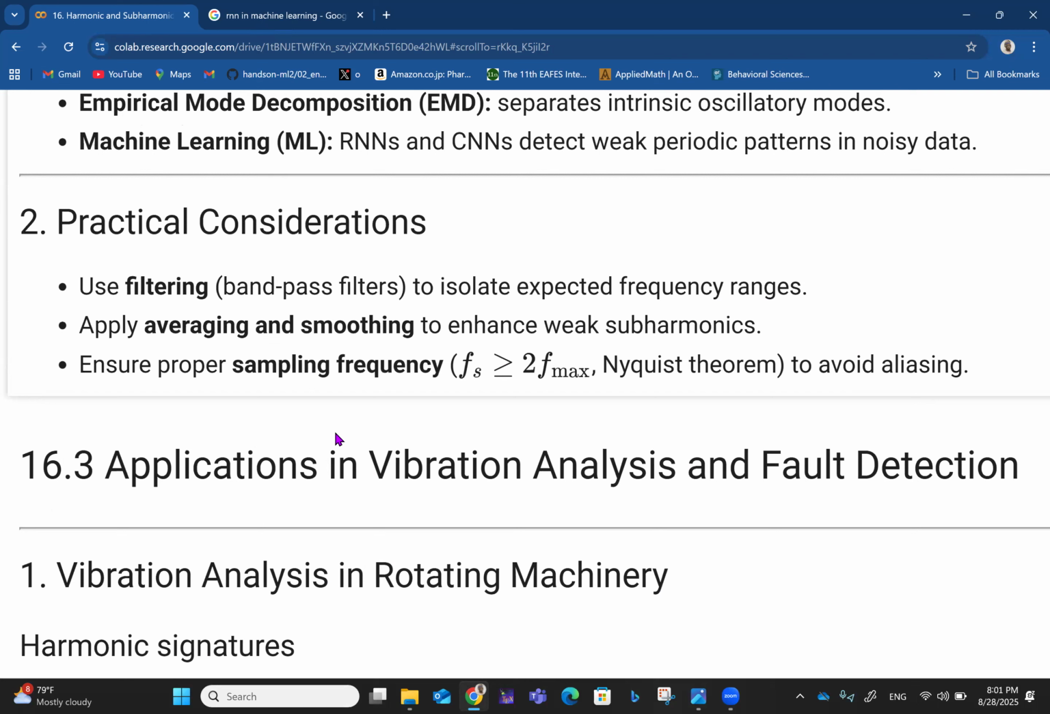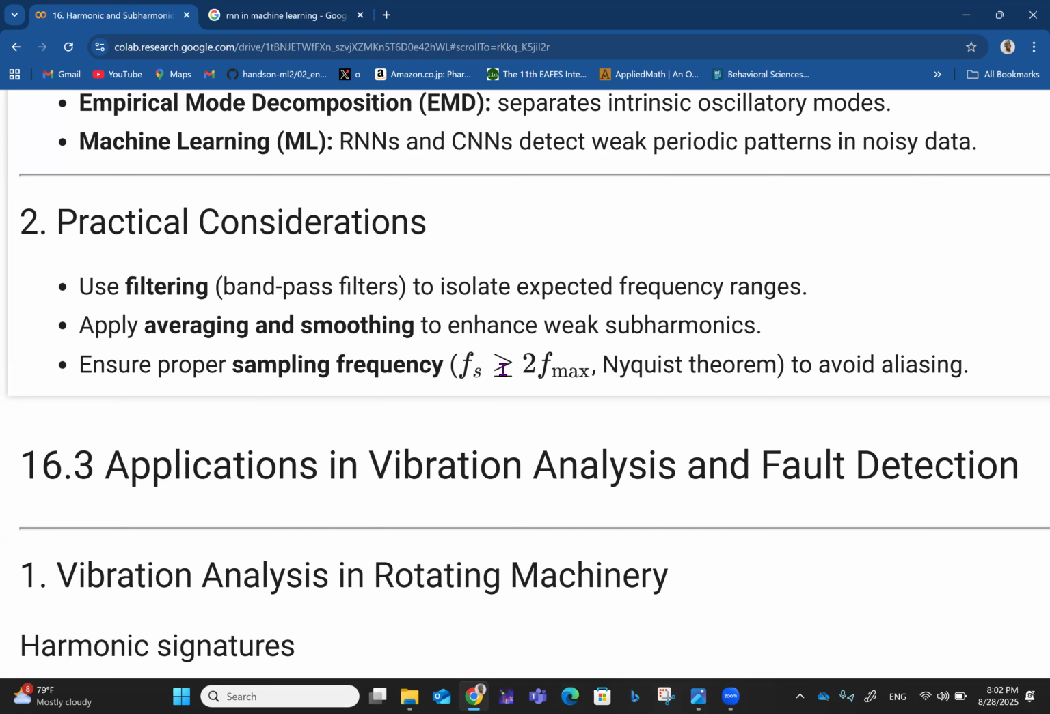I think we saw the idea of averaging and smoothing when we were talking about the Welch method and things like that. Then ensure proper sampling frequency. The sampling frequency is really important: how frequently do you take samples of your signal or data? So f_s has to be greater than or equal to 2 times f_max. That is the Nyquist theorem. We saw that in a previous video. We have to do this to avoid aliasing.